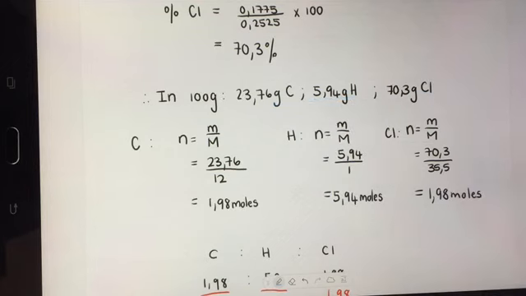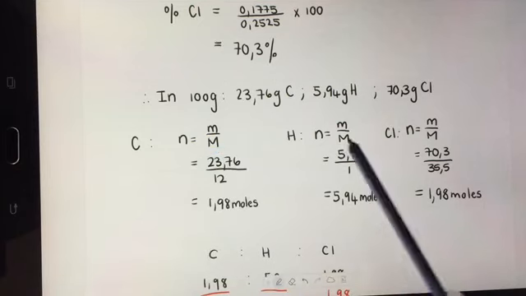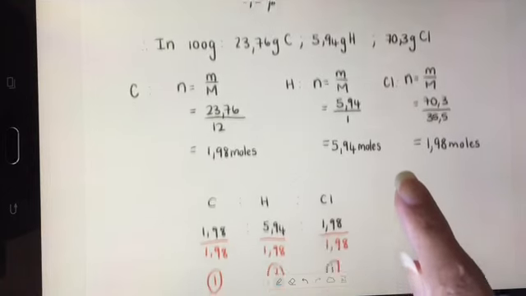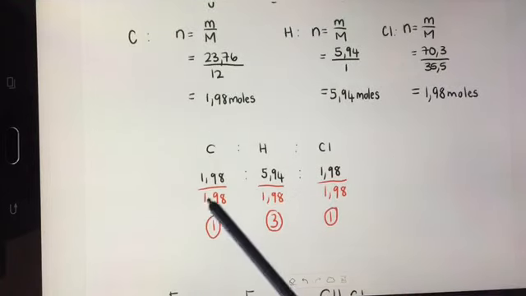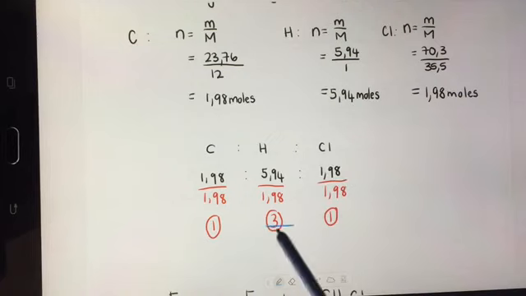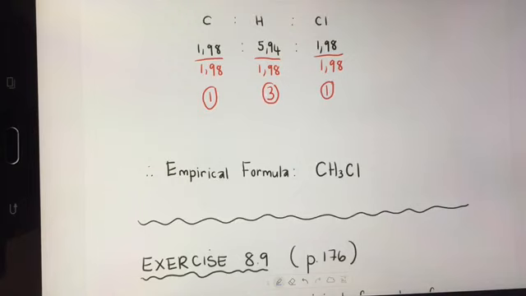So then I just need to calculate the number of moles. So number of moles, the mass divided by molar mass for carbon, for hydrogen, for chlorine. If I then write down the ratio, it looks like that. Divide by the smallest number gives me a carbon to hydrogen to chlorine ratio of 1 to 3 to 1. And finally, if I write down the empirical formula, it is going to look like that.